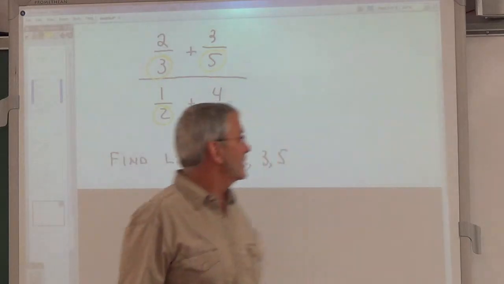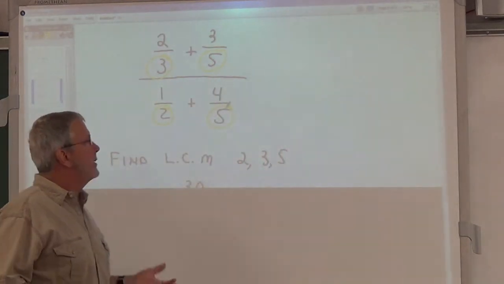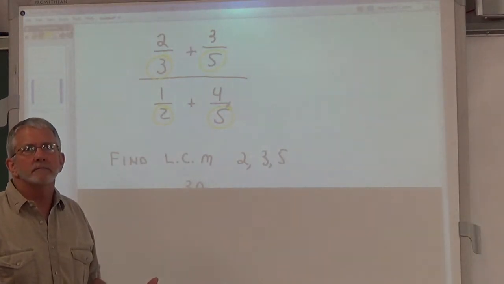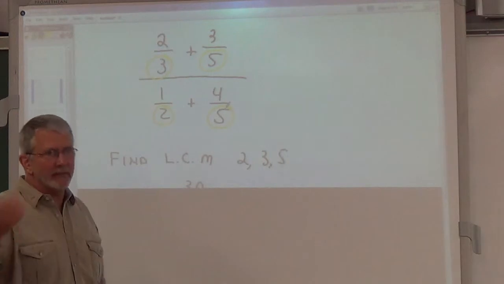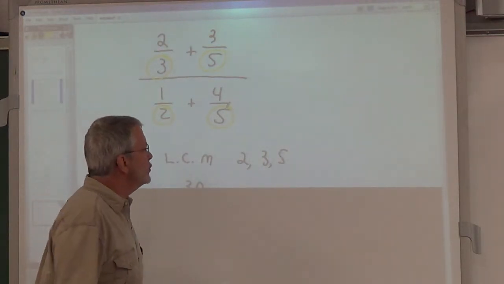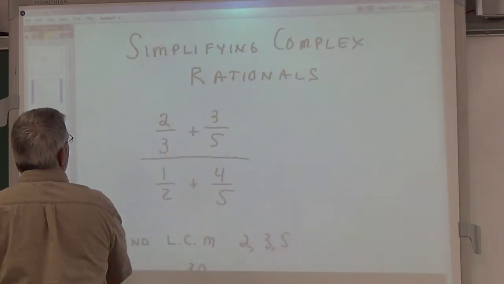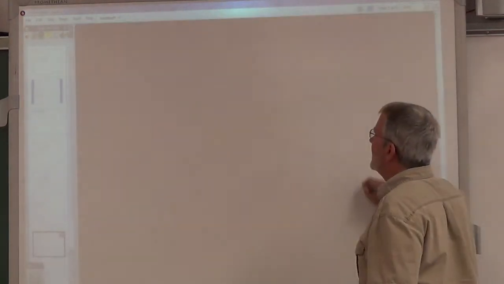So now I have 3, 5, 2, and 5. I want to find the least common multiple of 2, 3, and 5. Well, they're all prime, so the least common multiple is going to be 30: 2 times 3 times 5. And so what I'm going to do then, I found that 30.